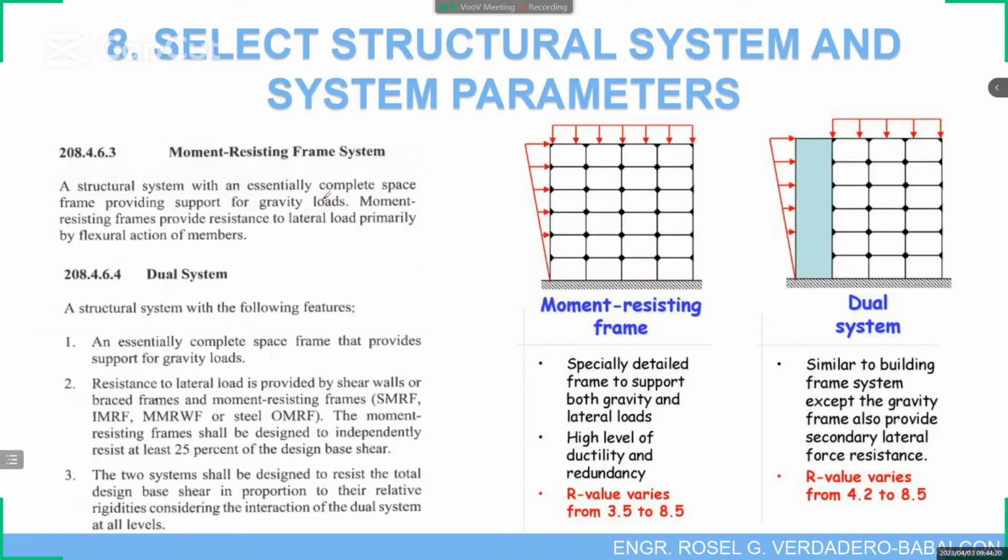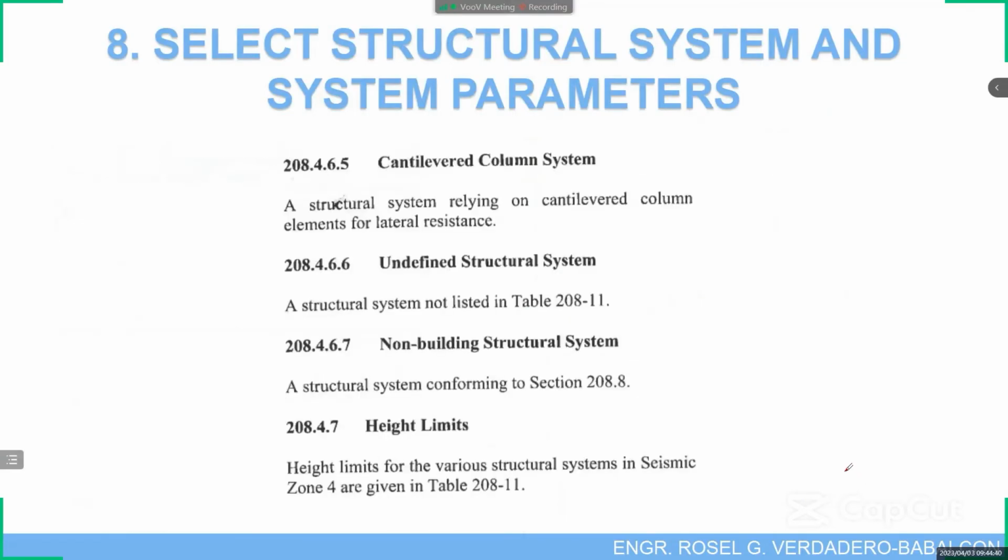So the moment resisting frame in the dual system, or the frame in the dual system, should be designed to resist at least 25% of the design base shear. It also has a high value of the response modification factor, around 4.2 to 8.5. And there are other types of structural system. Okay, that is the cantilevered column system, the undefined structural system, non-building structural system.